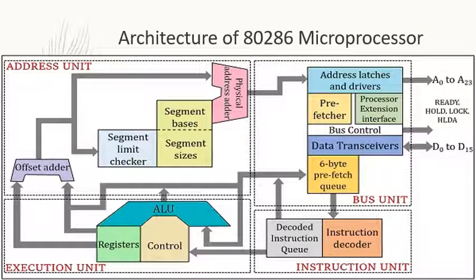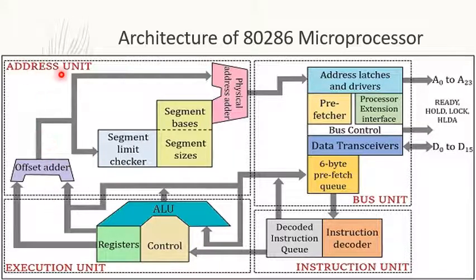The internal block diagram of 8286 microprocessor is depicted in the figure. The central processing unit of 8286 microprocessor consists of 4 functional units such as address unit, bus unit, instruction unit and execution unit. Let us discuss in detail about each unit and its functions.